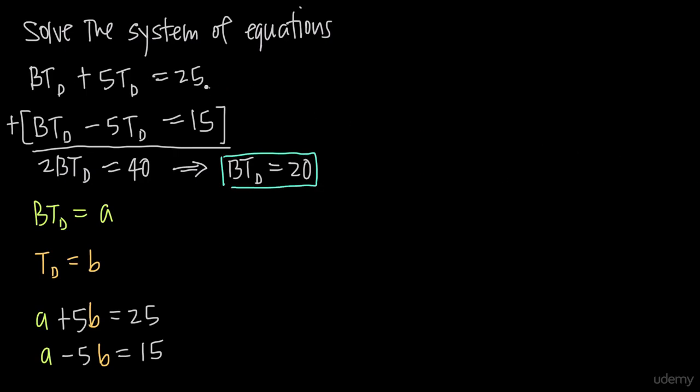Now that we have a value for bt sub d equals 20, we can go ahead and plug that back into our first equation. So bt sub d is equal to 20. We'll get 20, and then we have plus 5 t sub d is equal to 25. Subtracting 20 from both sides, we'll get 5 t sub d is equal to 5. Dividing both sides by 5, we get t sub d is equal to 1.